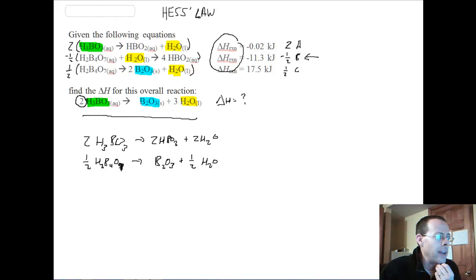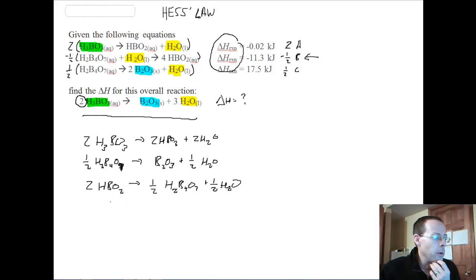So I have 4 HBO2s, so I'm going to multiply that by half. Half of 4 is 2, and I'm going to switch the sides. So I'm going to put 2 HBO2s, and then my arrow, and then my two reactants are going to end up on the product side. So I'm going to have half a mole of H2B4O7 as well as half a mole of water.